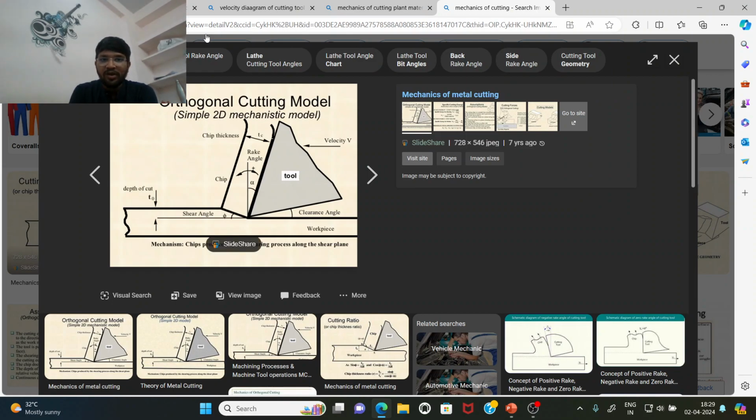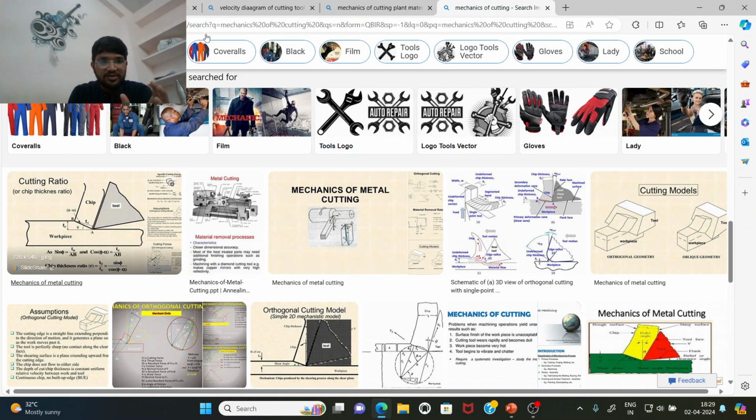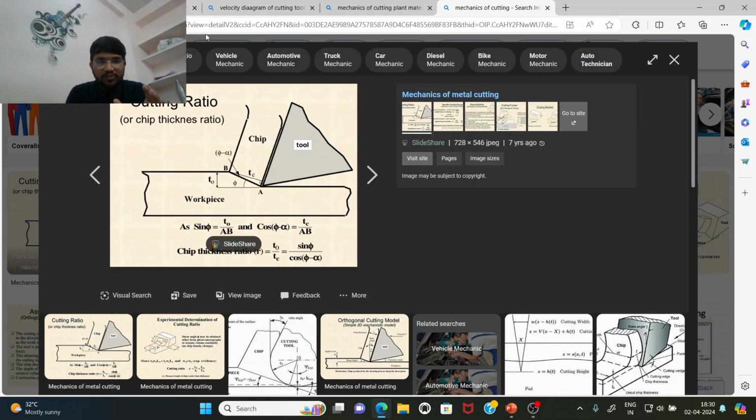This is alpha, and easily, by using simple mathematics and similarity principles, you can develop this relation: the chip thickness ratio is t naught upon t c, equal to sine phi over cos of phi minus alpha. These are very basic relations and expressions you can easily find using mathematics. There will be no physics behind it.